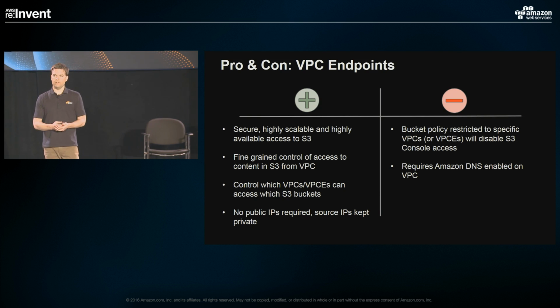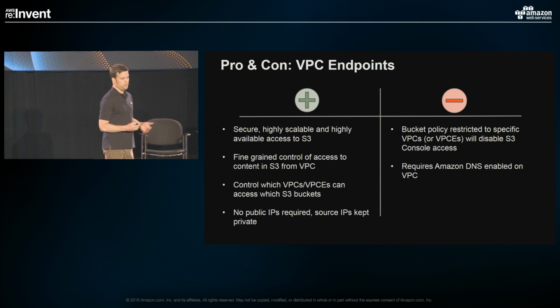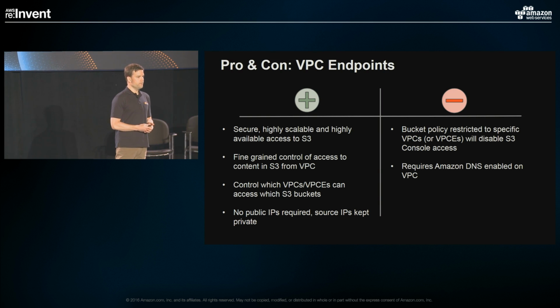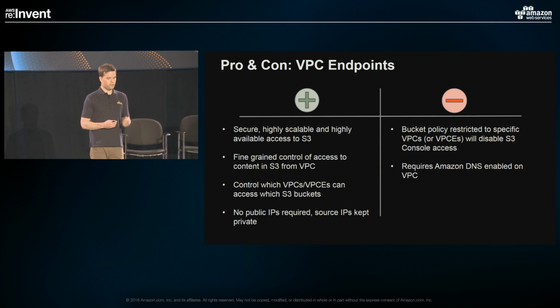So pros and cons of the endpoints. Secure, highly scalable, highly available access to S3. You don't have to worry about scaling it or bandwidth. Fine-grained control of access to the content in S3 from the VPC. You can control which VPCs, which endpoints can access which buckets. And there's no public IPs required. All source IPs accessing S3 are kept private, your private IPs from your VPC.